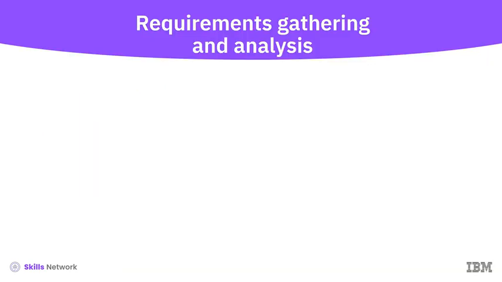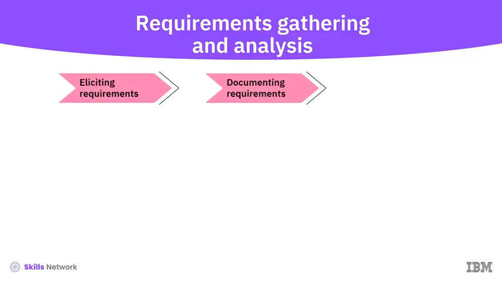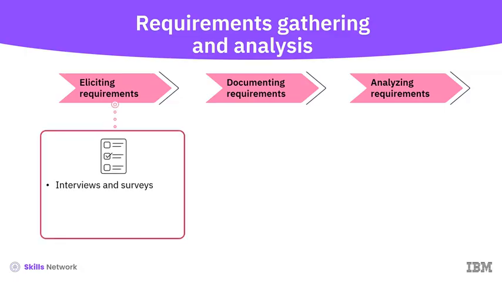The requirements gathering and analysis include three main steps: eliciting requirements, documenting requirements, and analyzing requirements. Eliciting requirements includes conducting interviews and surveys with stakeholders to gather detailed requirements, organizing workshops and focus groups to understand stakeholder needs and expectations, and observing business processes and analyzing existing documentation to identify requirements.